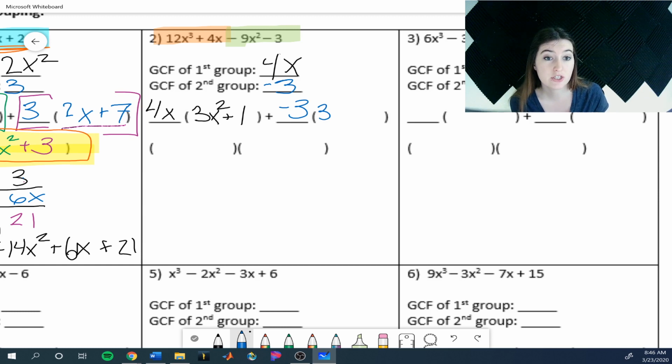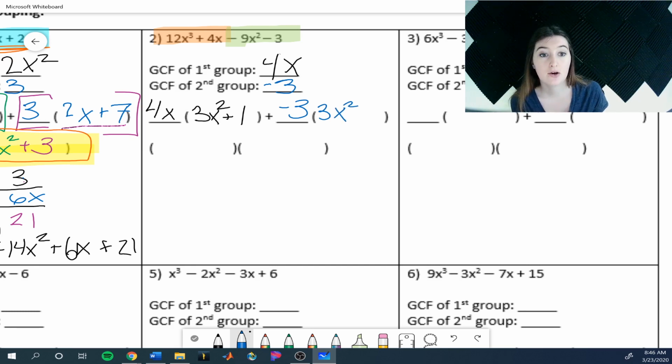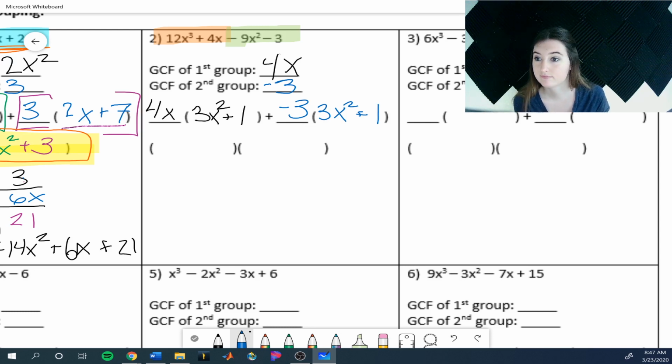Is anything going to change to my x squared? Nope, it's going to stay the same. So I'm going to have x squared. Now, -3 divided by -3. Negative divided by a negative is a positive. So -3 divided by -3 is +1. Good.